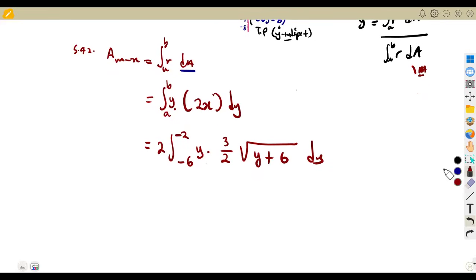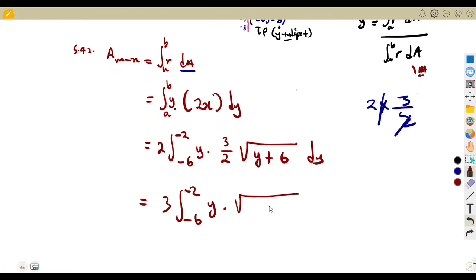So you can even take out this constant again, 3/2 out. So if we take this out, it's going to be 2 times 3/2. If you multiply this, you're going to get a 3. So that will be 3 times the integral of y times the square root of y plus 6 with respect to y. That's it. That's the idea there. We are done.